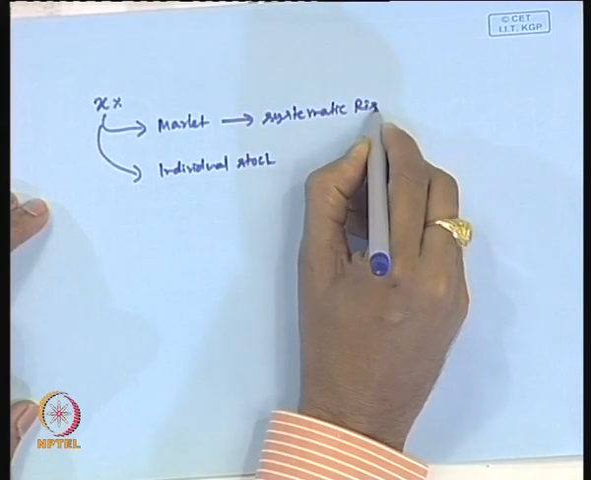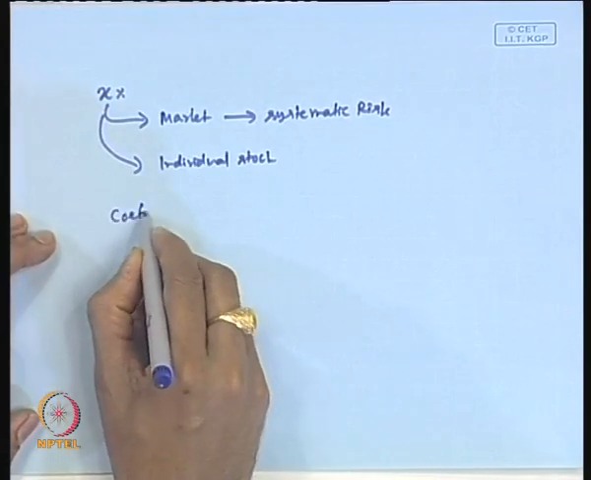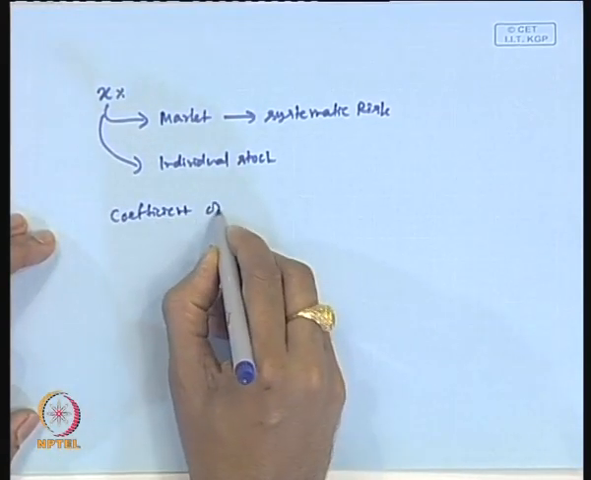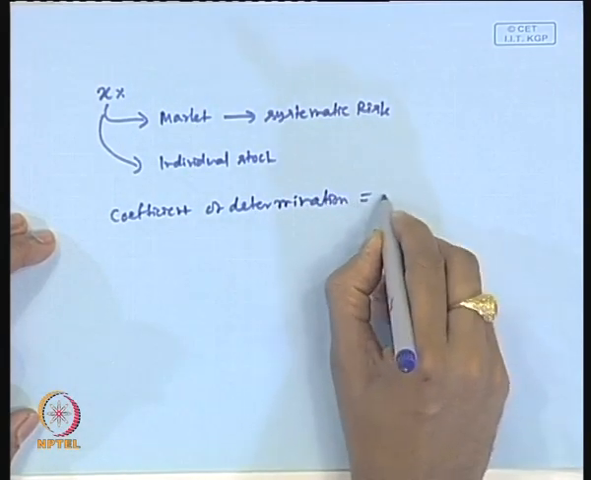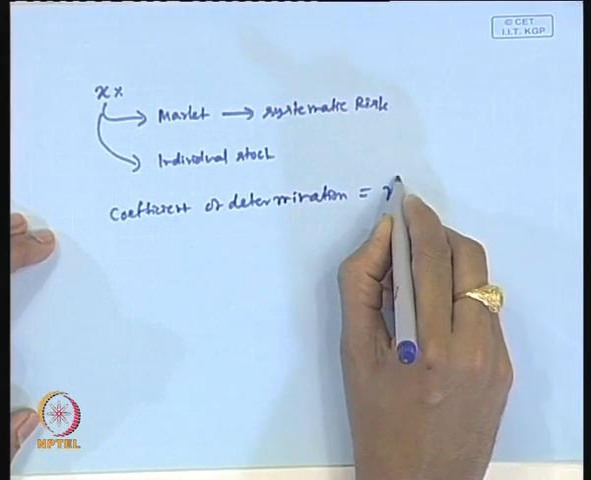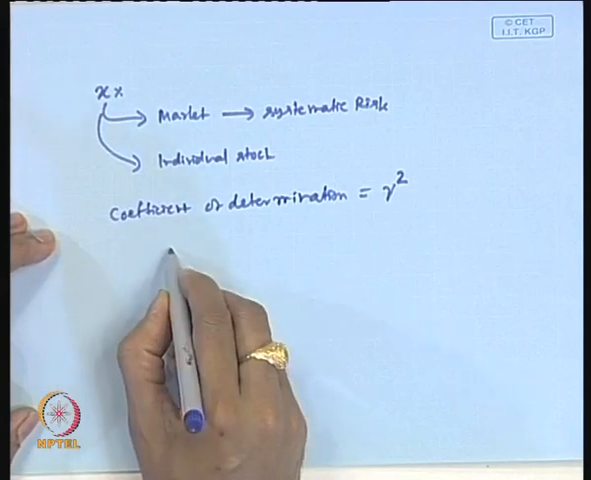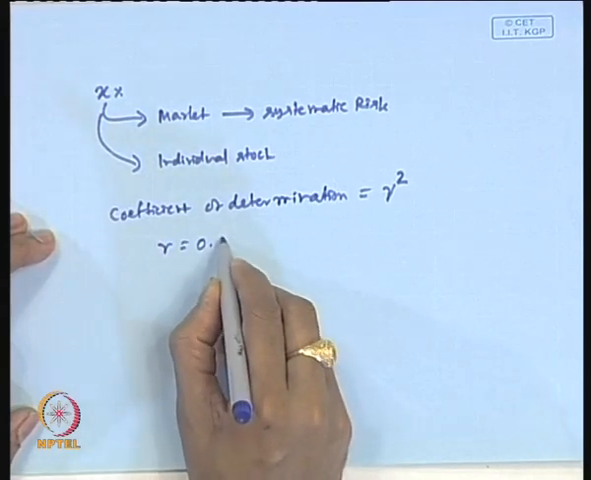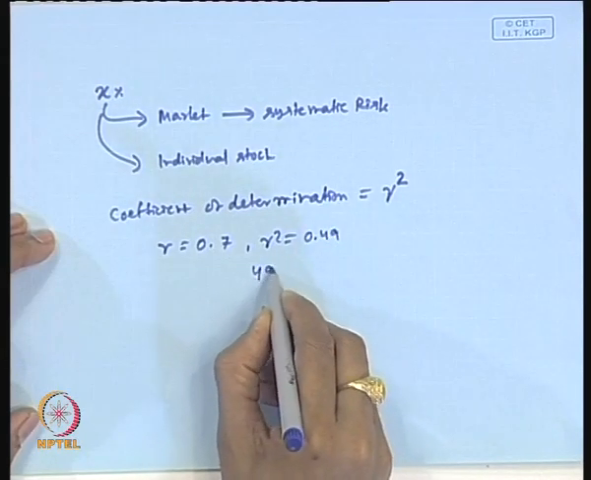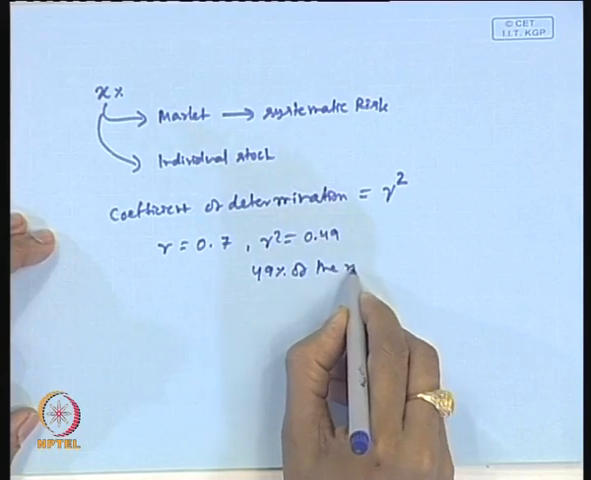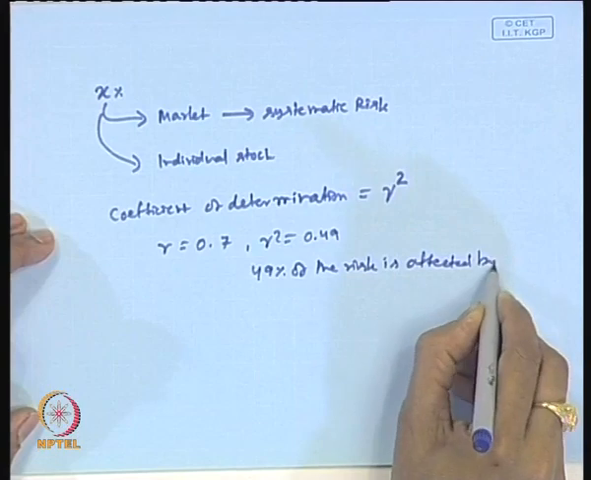So, this is called the systematic risk. There is a very simple measure also, a concept called the coefficient of determination, which is the square of the correlation coefficient. If the correlation coefficient is R, then R square gives the coefficient of determination. Now, if the correlation coefficient is 0.7, R square becomes 0.49. So, that says 49% of the risk is affected by the market.